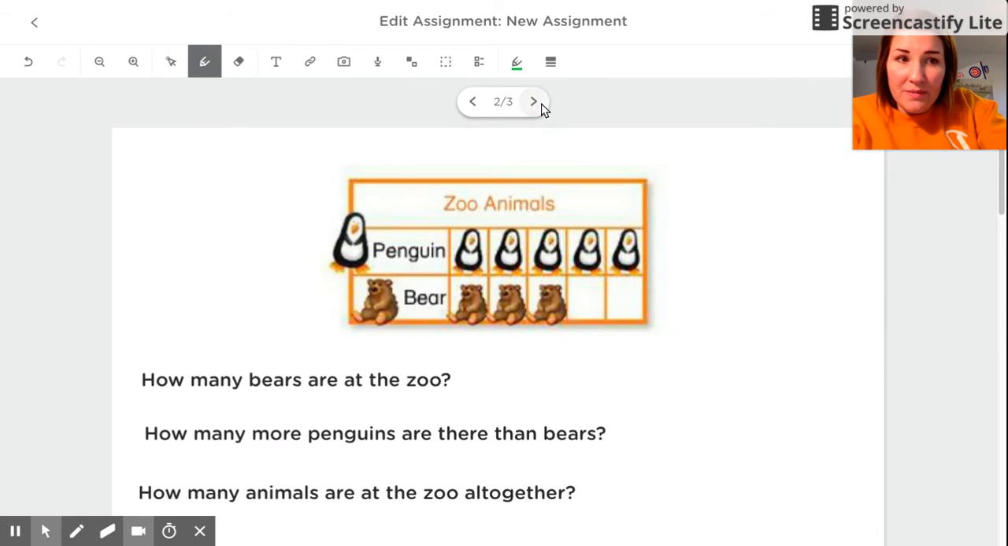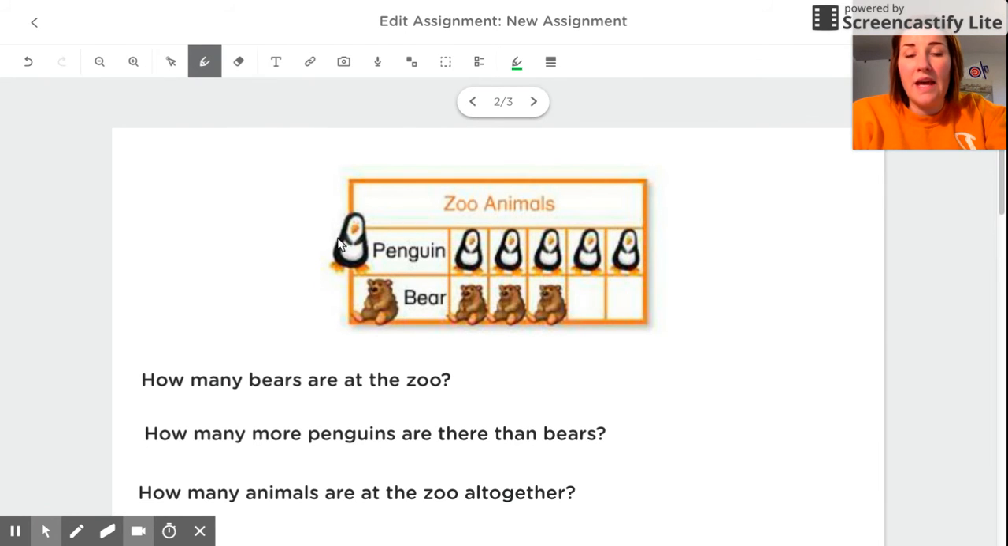So sometimes there's going to be some other questions when you look at graphs. So let's look at another one and practice again together. So this one, again, the title is Zoo Animals. So we know that this particular graph tells us about the animals that are at the zoo. And so on the side, we have labels of there are penguins, and we know that penguins are represented by this picture here. And there are bears at the zoo. And this is a picture that represents bears.